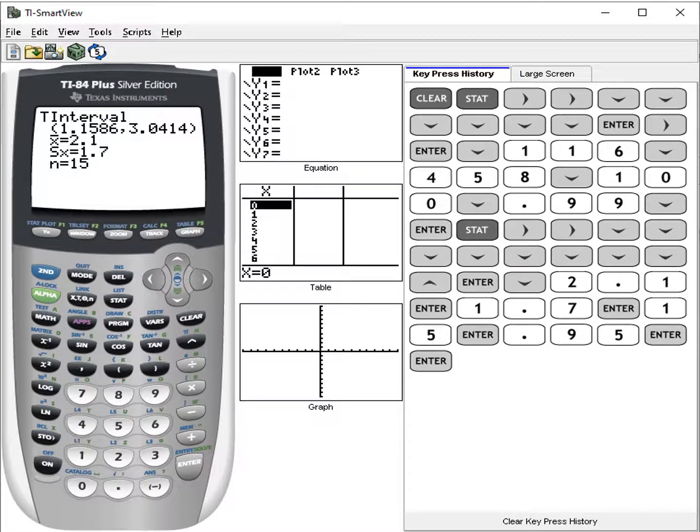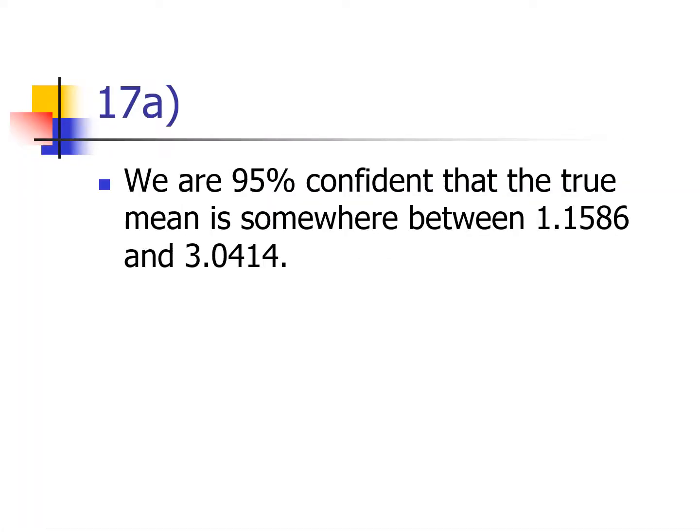and there's our interval. So we would say that we are, what was it, 95%? We're 95% confident that the true but unknown mean is somewhere between 1.16 and 3.04. Yeah, there we are. So that's how we would actually say it. We're not sure what the true mean is, but we're 95% confident it's somewhere between those two numbers.